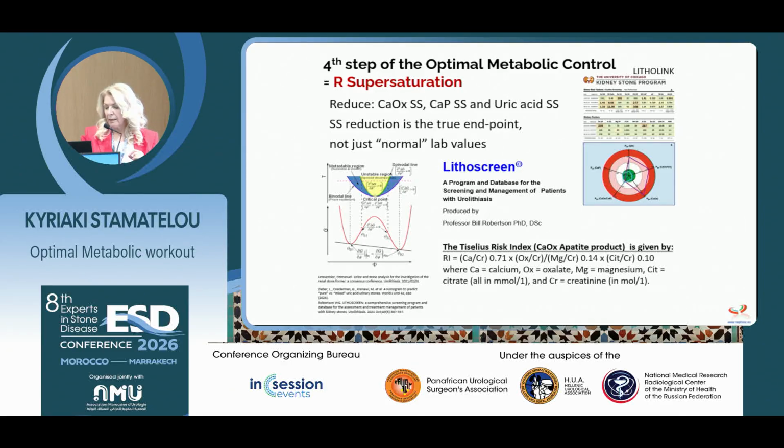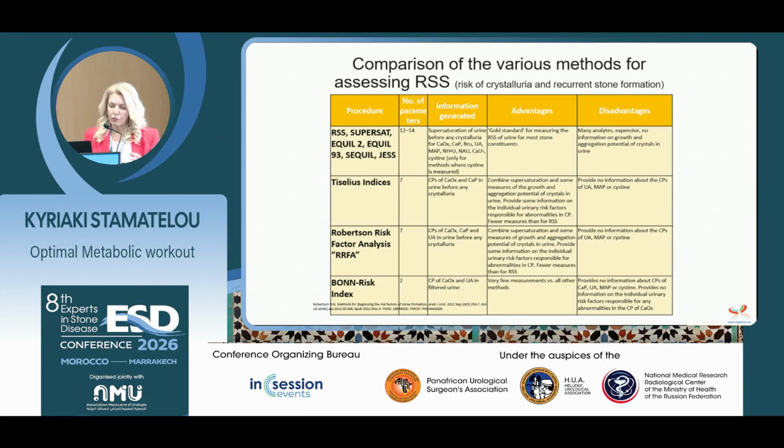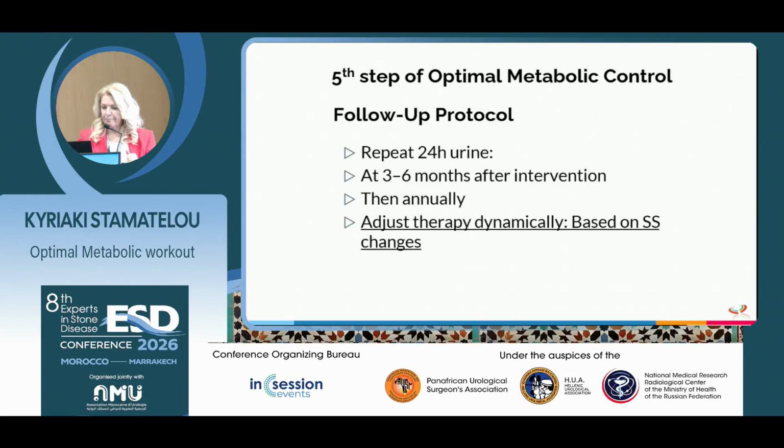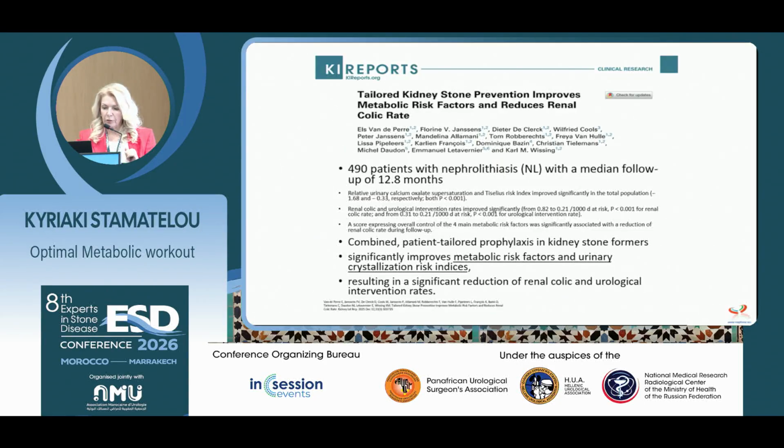Robertson, who invented Lithoscreen, has presented in this publication a comparison of the available tools for calculating supersaturation. He says that they're all good, as long as you know how to use them. The final step is the follow-up. We are supposed to intervene based on the values and the supersaturation. We're supposed to re-examine in 3 to 6 months and adjust our therapy dynamically based on the supersaturation changes.